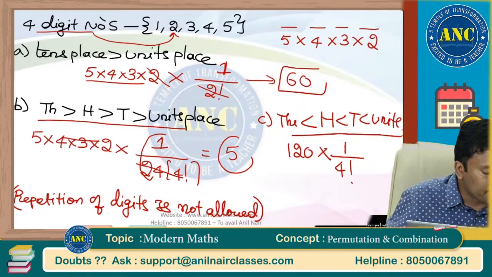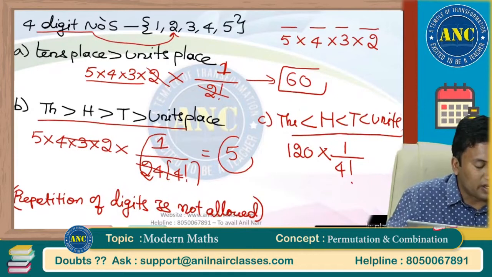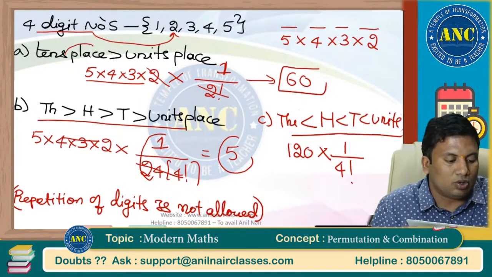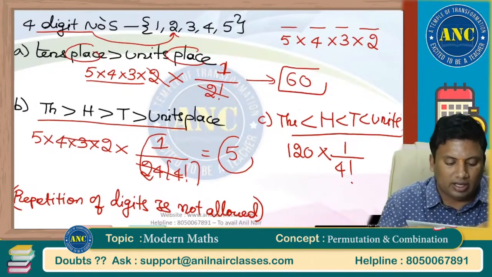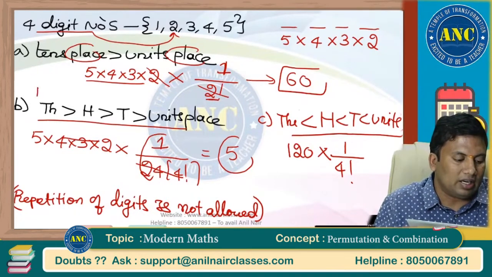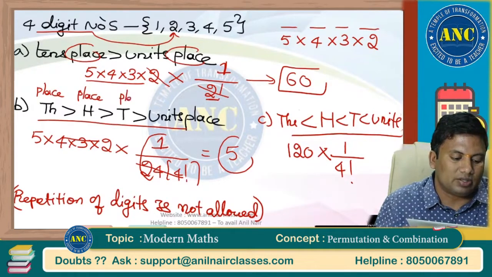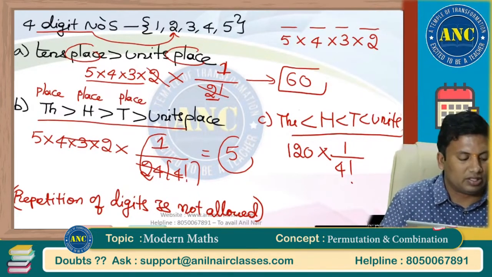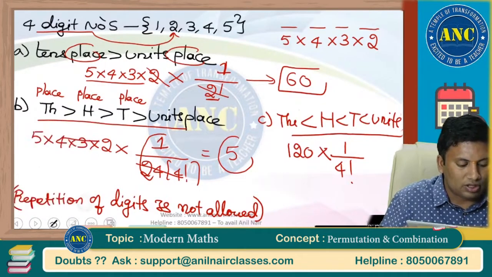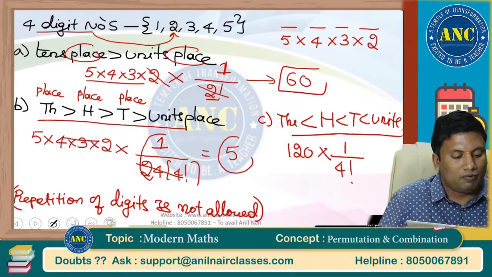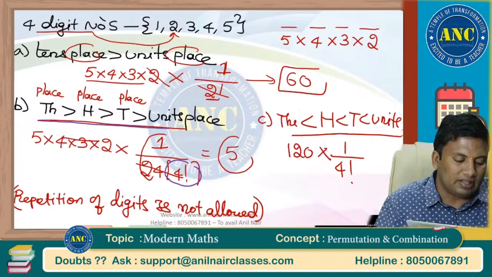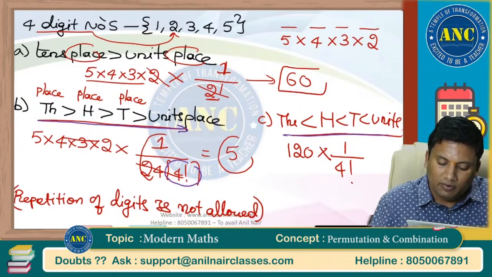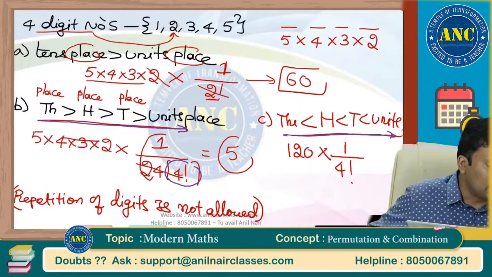Now, 1 minute. Sairam asks why it is 24 in the denominator. Here there are 2 place values, Sairam. 2 place values can arrange among themselves in 2 factorial ways. Here it is thousands place, hundreds place, tens place, units place. So these 4 place values can arrange among themselves in 4 factorial. There will be only one way in ascending order, and only one way in descending order. I hope it is clear.